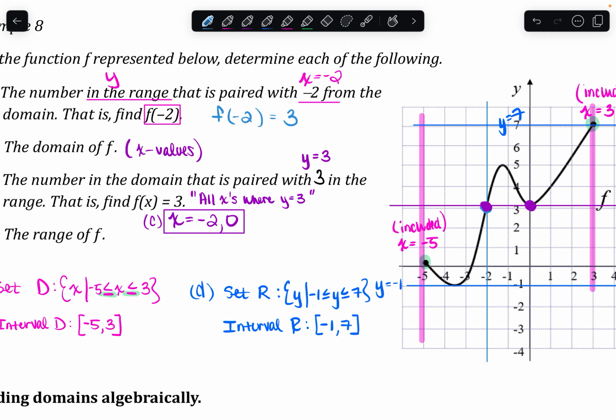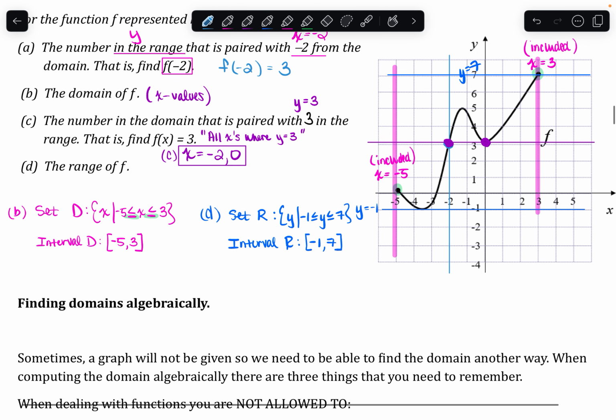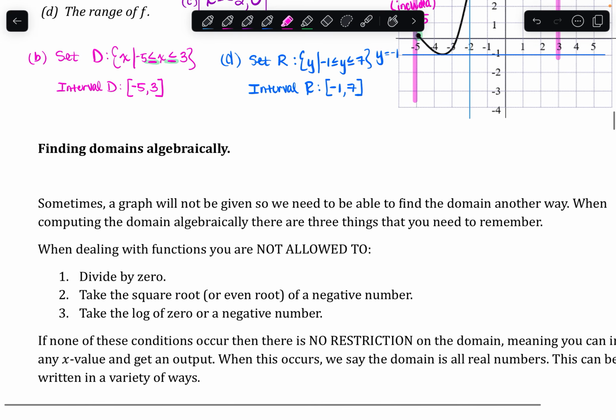All right, so there's our visual aspect of the domain and range. Last thing we look at is the domain algebraically. We're not going to do the range algebraically right now; we will deal with some range later on when we're given functions. So as far as domains go, these are the most important things you want to remember about an algebraic domain.